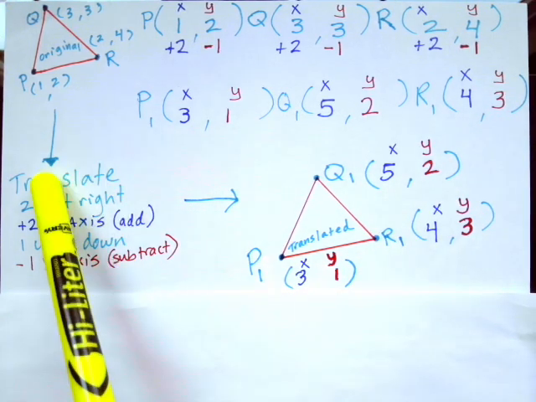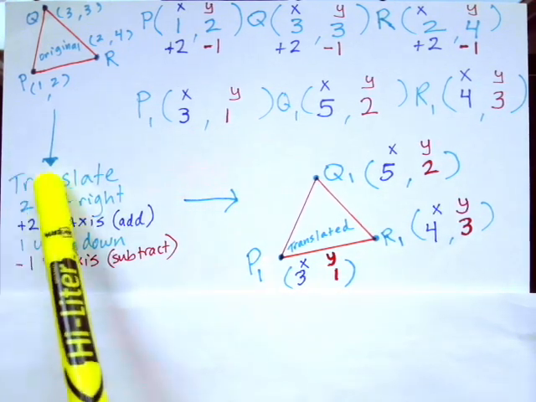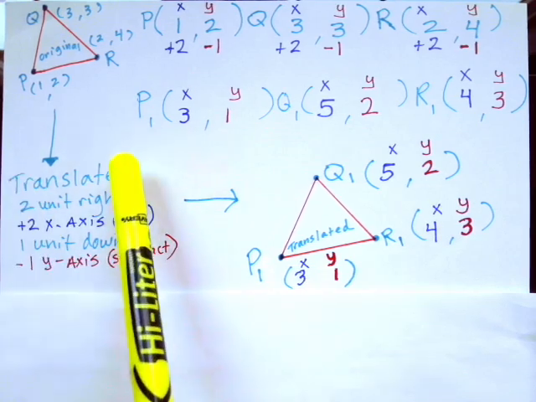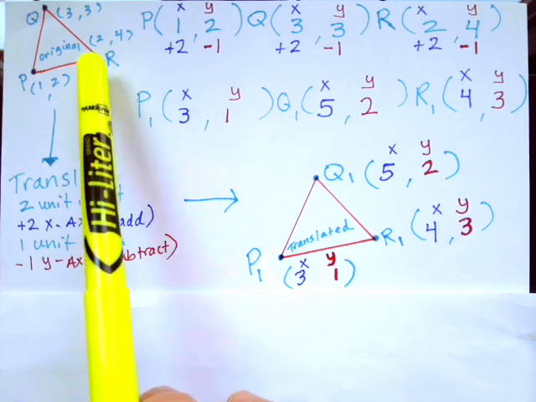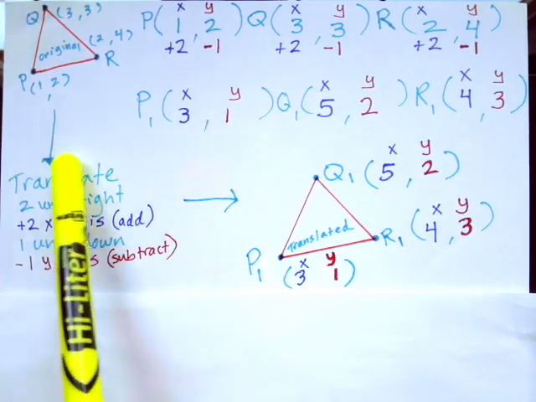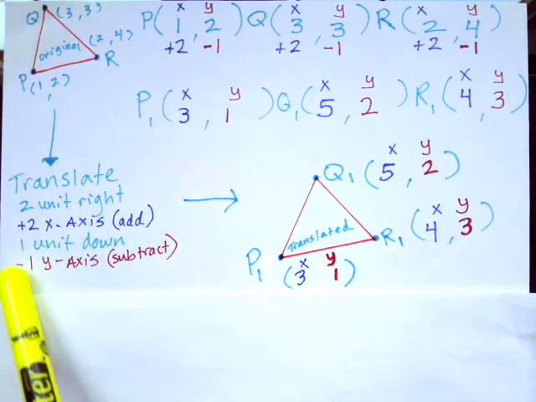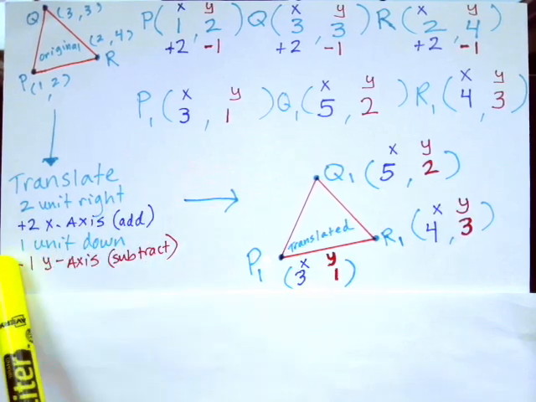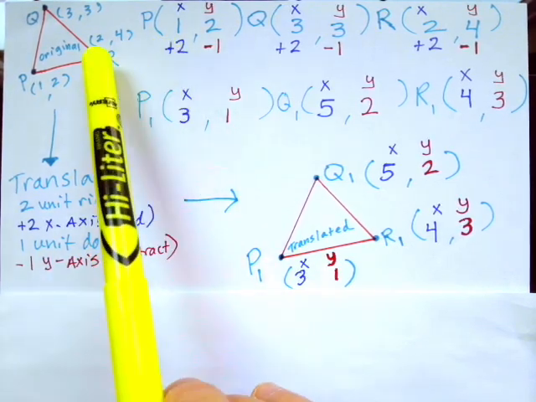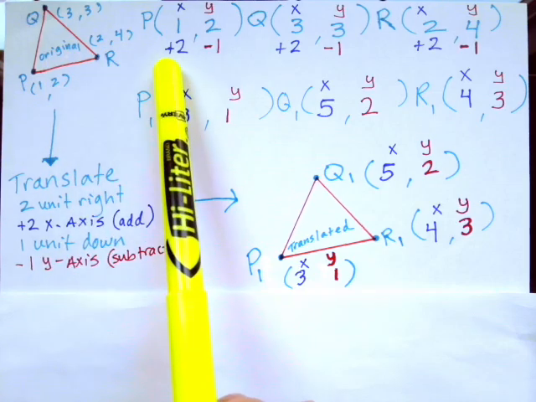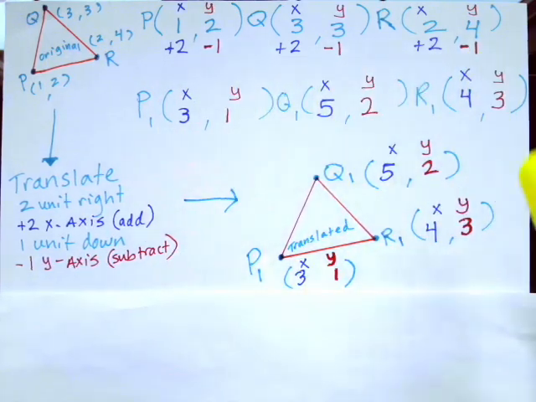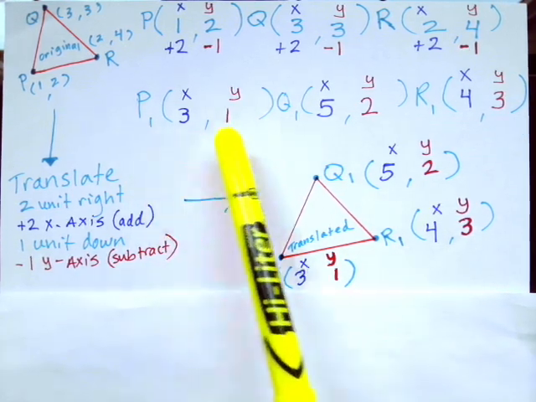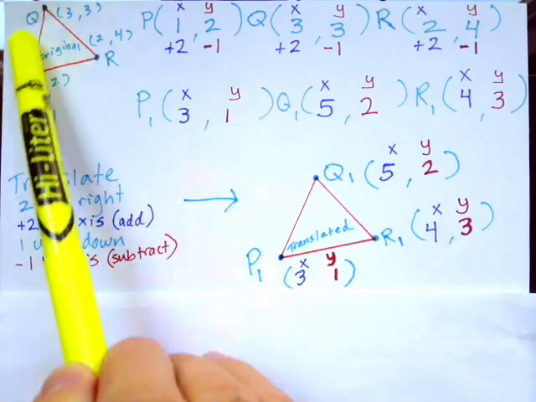So again, translation is just moving. It's moving to the left, to the right, translation up, translation down. You're taking each point and you're just moving it with the instructions they give you. 2 units to the right, 1 unit down. So each point gets moved 2 to the right and 1 down. Hopefully that helps you. P prime is our new location of this triangle.